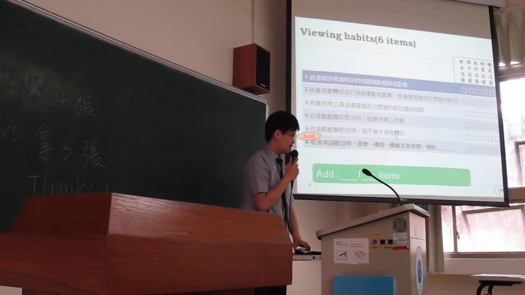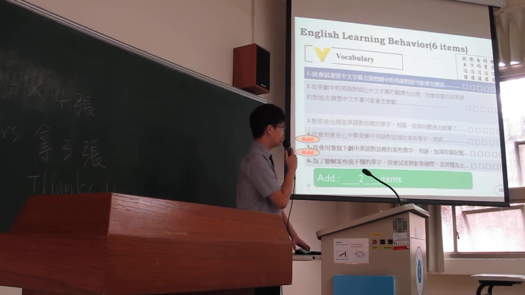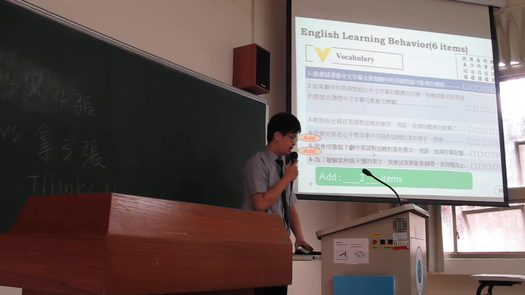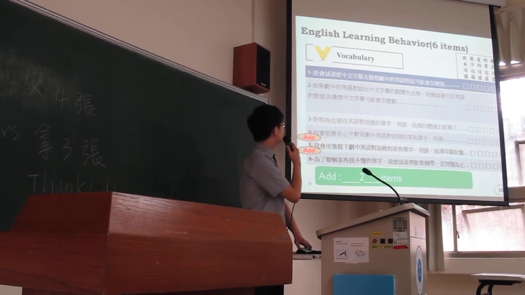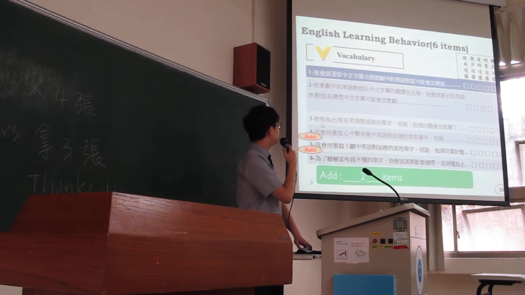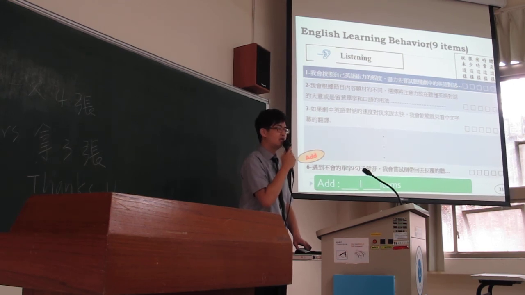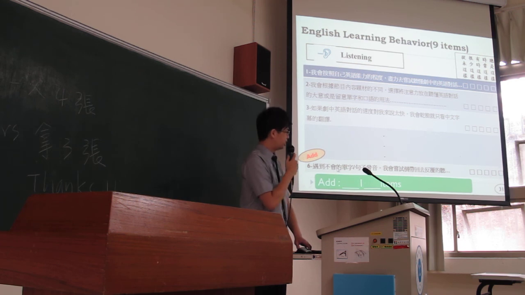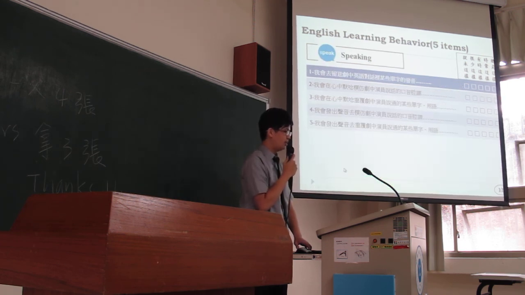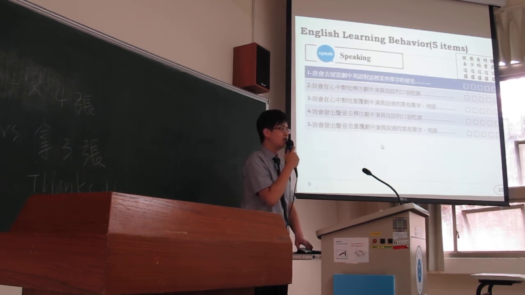And in these sessions, I did question 6. And the next session is about English learning behaviors, 6 items. In this session, the original had just 4 questions, but my advisor suggested I add 2 questions. And the next session is about English learning behaviors in listening training. Also in this session, question 6 is adapted. And the final sessions, English learning behaviors, 5 items. In this session, we will keep our original questionnaires.